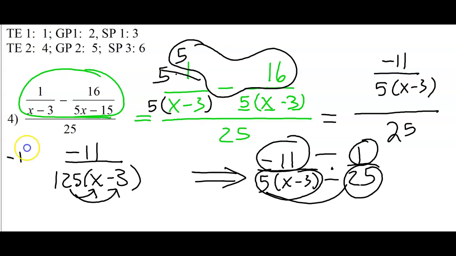Okay, so negative 11. I'm going this way now in case you guys missed that. Wait, that's all that goes with it? 375? Yep.